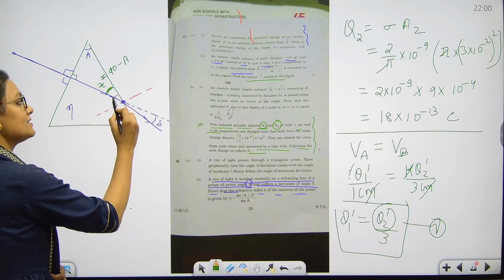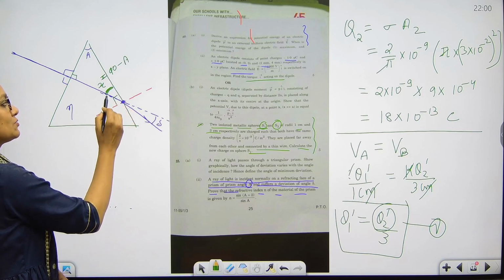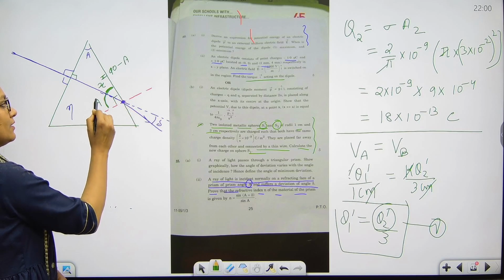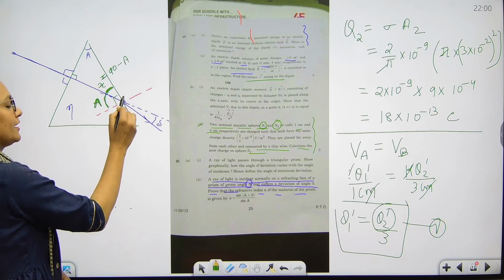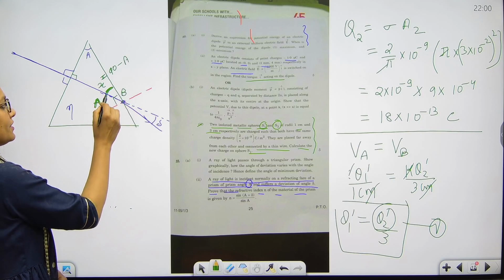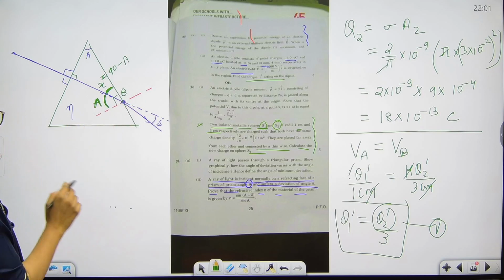This complete angle is 90. This angle is 90 minus A. So this angle will be A only. At this point, let me mark it as B point. At B point, the angle of incidence is A. I'll apply Snell's law at B.